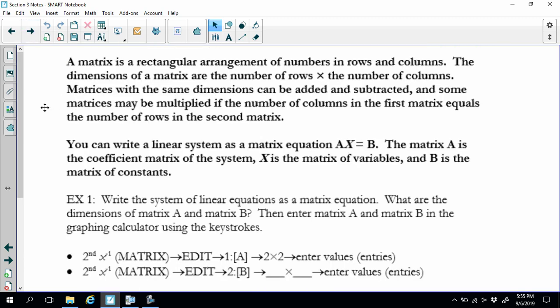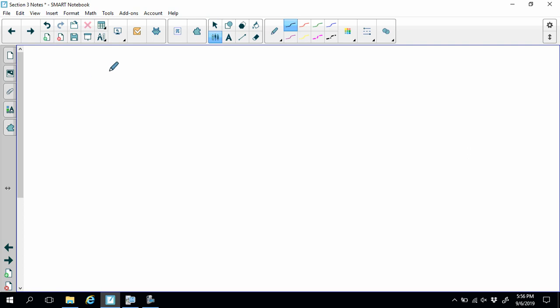Okay, so let's go ahead and talk about what a matrix is. It says here, a matrix is a rectangular arrangement of numbers in rows and columns. The dimensions of a matrix are the number of rows by the number of columns. Well, let me show you an example of this. So basically, we will have brackets to use. And let's say I have the numbers 1, 2, and 3.